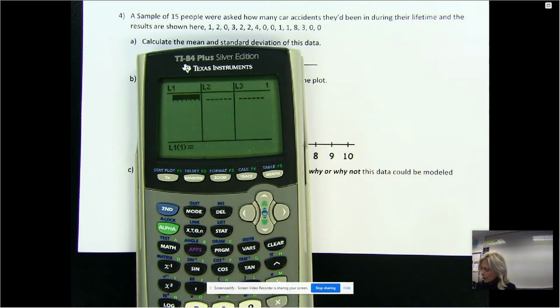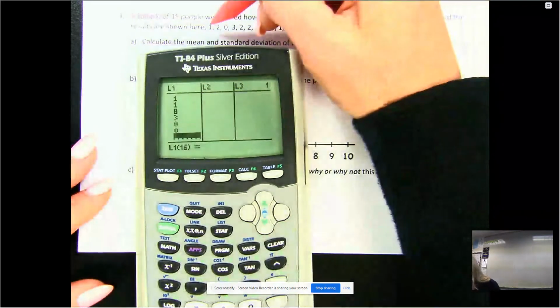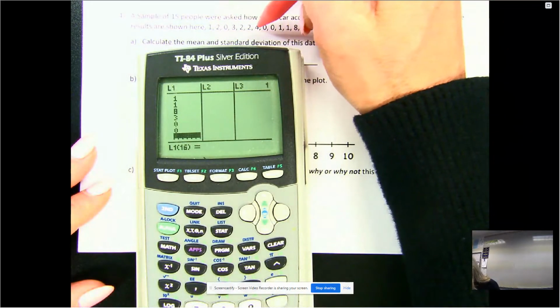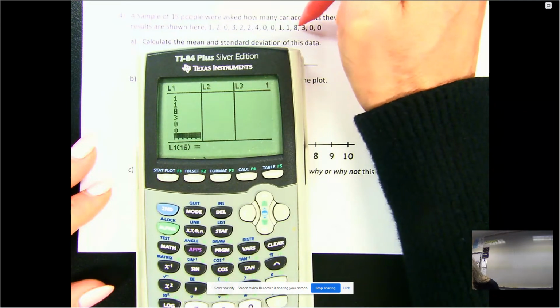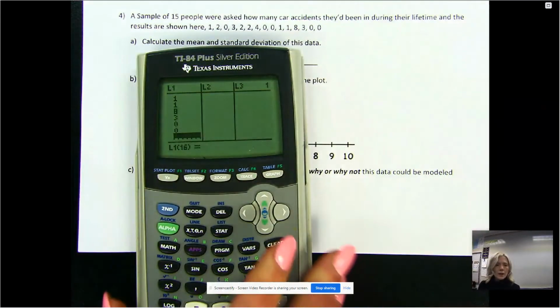So we have 1, 2, 0, 3, 2, 2, 4, 0, 0, 1, 1, and then 8, 3, 0, 0. Okay, and it looks like we should have 13. 1, 2, 3, 4, 5, 6, 7, 8, 9, 10, 11, 12, 13. Okay, we're good. Got them all in there.